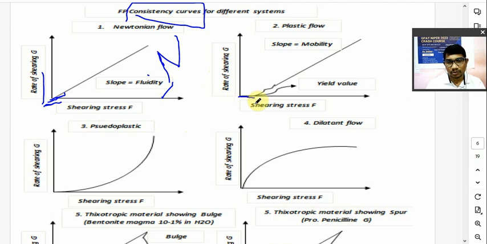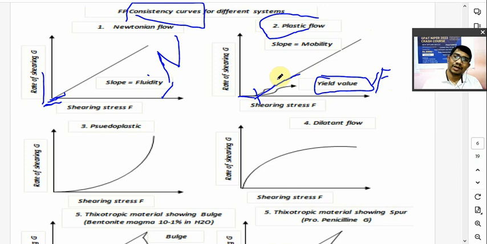Now in case of plastic flow, this point is known as the yield value. Once you cross the yield value, the material will begin to flow. Now, yield value is nothing but the force of flocculation. A question has already come on this. It is known as the force of flocculation in case of flocculated suspension. That's why plastic flow is shown by flocculated suspension.